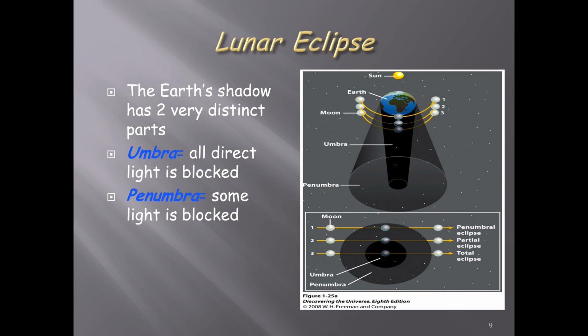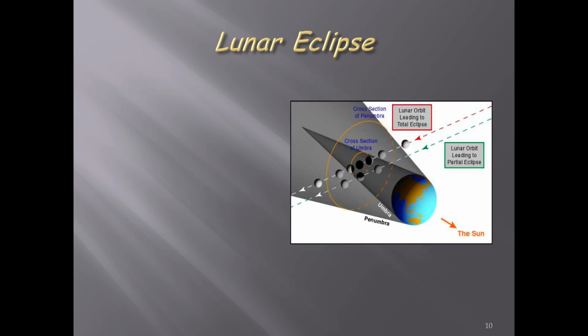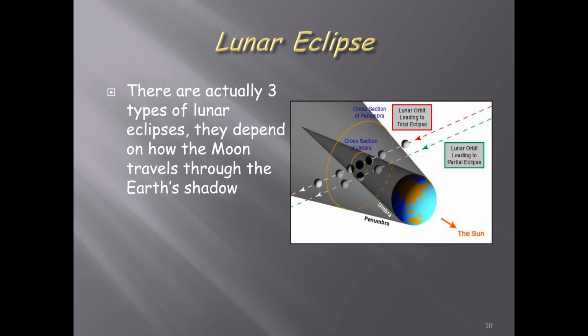But if you look at this bottom part here, since we've got two parts of shadow, we can actually wind up with three different scenarios. So what's that all mean? It means that we can wind up with different types of lunar eclipses. There's actually three different types. And it's going to depend on where the moon travels through, or what part of shadow it travels through.